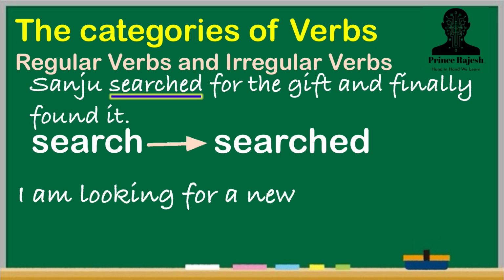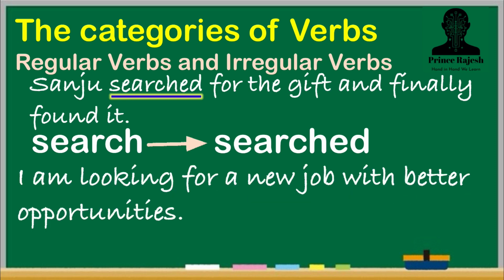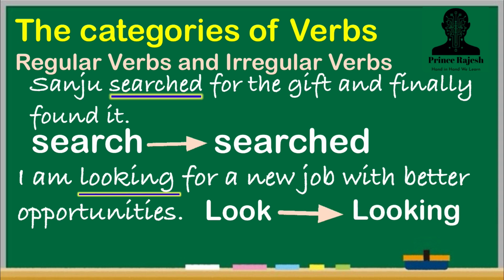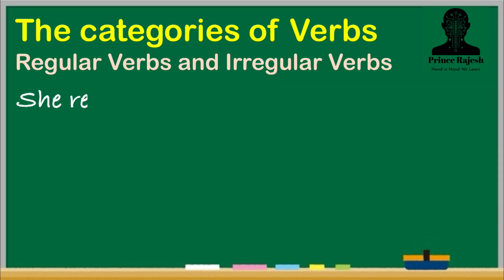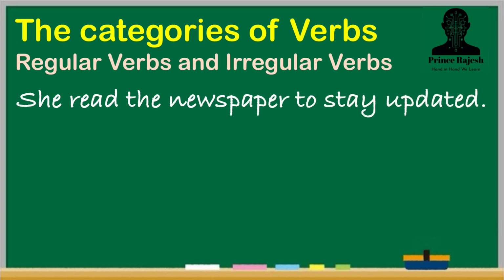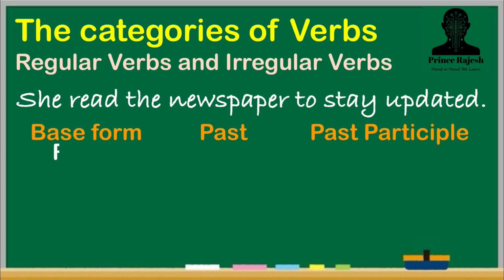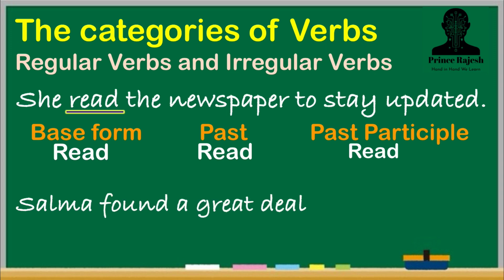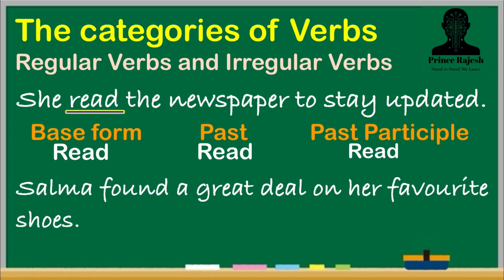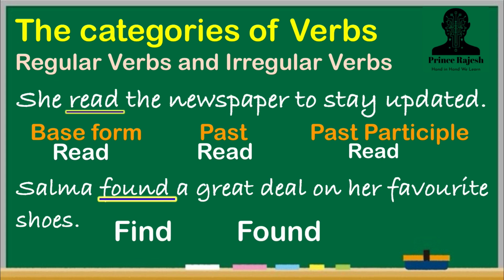I am looking for a new job with better opportunities. In this example, the verb form, looking, indicates the continuous form of the regular verb, look, by adding an ing to the end of the base verb. She read the newspaper to stay updated. In this example, the verb, read, stays the same in the past form and when used as a past participle. Salma found a great deal on her favorite shoes. In this example, found is the past form of the root verb find.